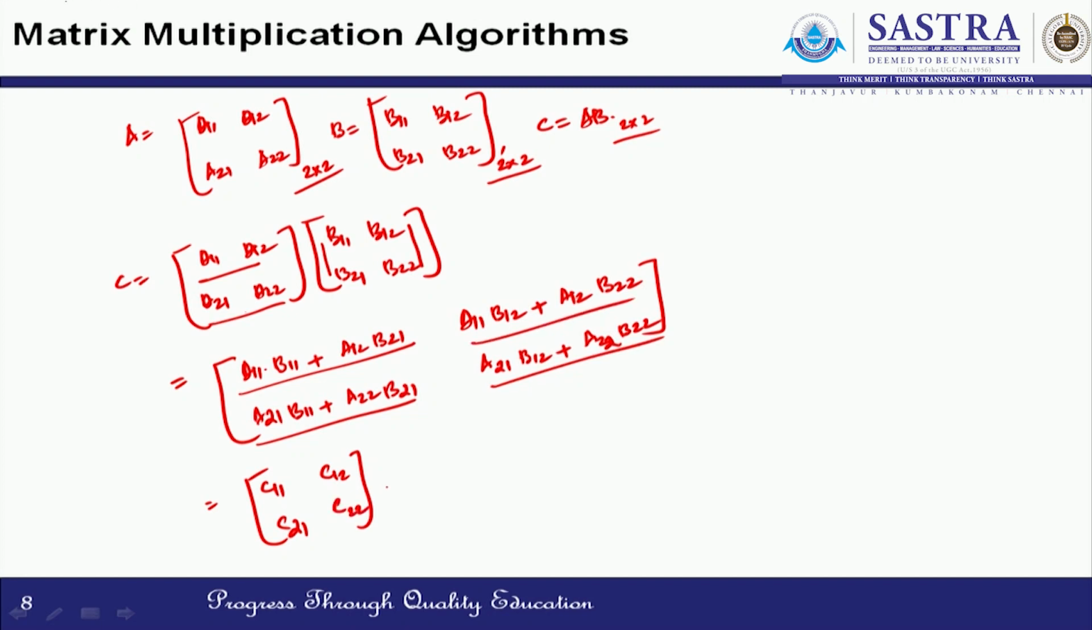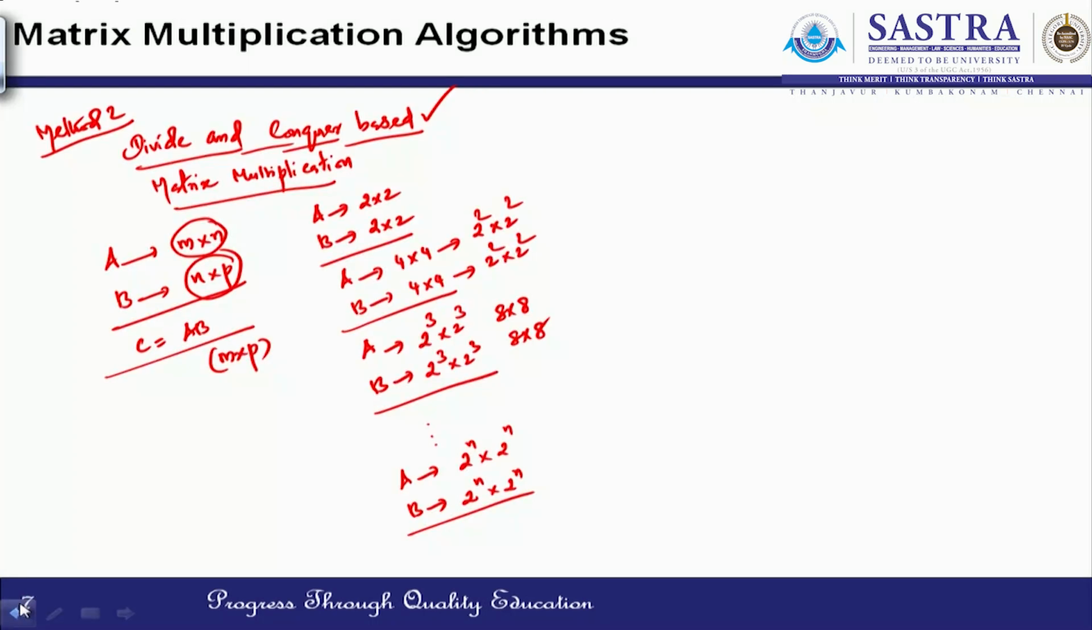This is C22. So C11 is nothing but A11 into B11, first row and first column, plus A12 into B21. C12 is first row, second column: A11 B12 plus A12 B22. C21, second row first column: A21 B11 plus A22 B21. C22, second row second column: A21 B12 plus A22 B22. This way the resultant matrix C is obtained by applying the conventional logic.